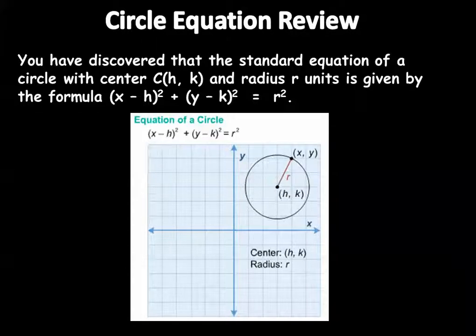Now, we've discovered that the standard equation of a circle with center C, where C is (h, k), and radius r units, is given by the formula: (x − h)² + (y − k)² = r².